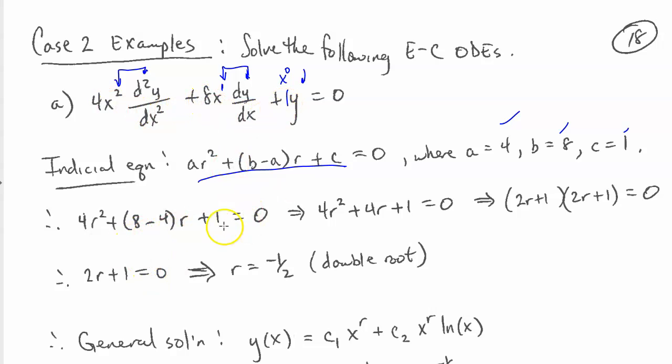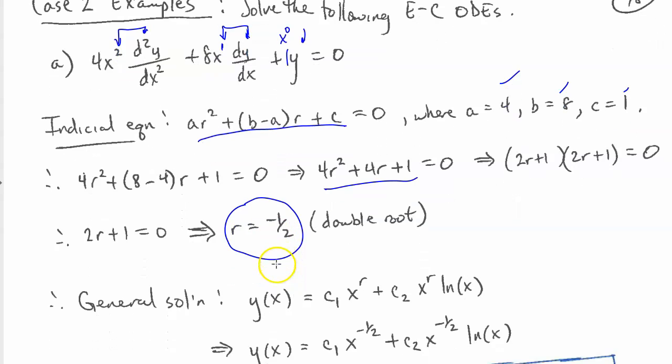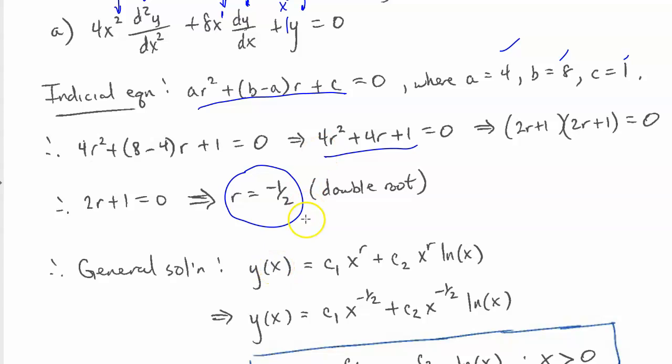And then of course, in there we just plug everything in. We see that we get 4r squared plus 4r plus 1 is equal to 0. And this turns out to be (2r plus 1) quantity squared, which means that just 2r plus 1 is equal to 0, and thus r is just equal to a negative 1/2. And since that is the only solution to our indicial equation, we know that this is going to be the situation with the double root.